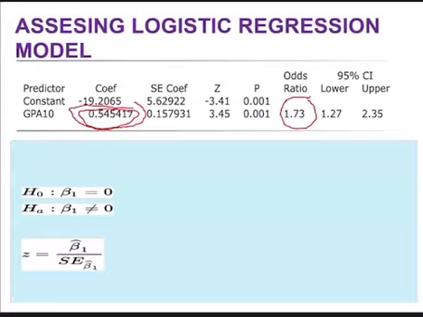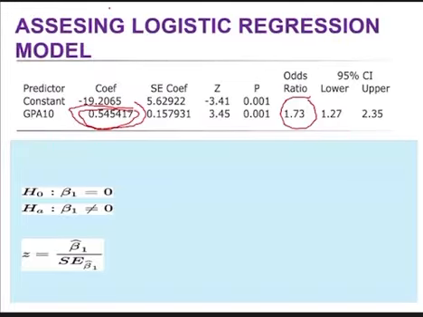Exponential raised to the power 0.545417. What do you have? I want somebody to confirm this. You know what you can do? Exponential raised to the power 0.545417. What do you have? Exactly, which is 1.73. This is the odds ratio. Does that make sense? But how has it been automatically computed for you?